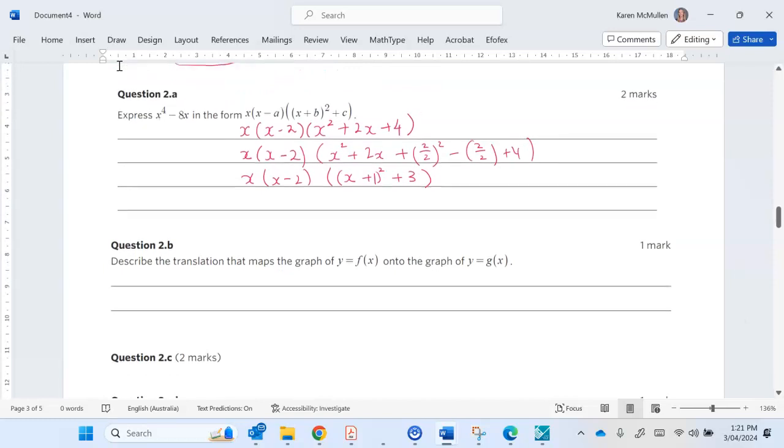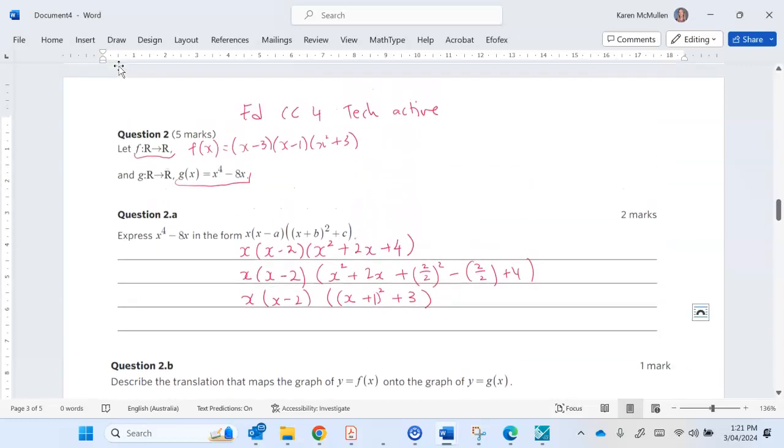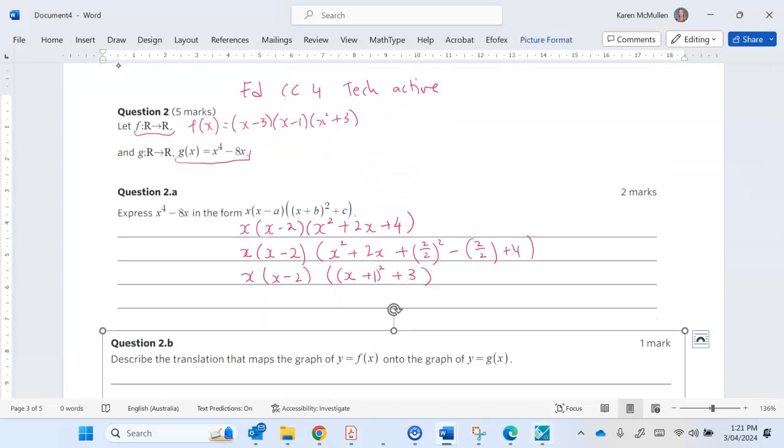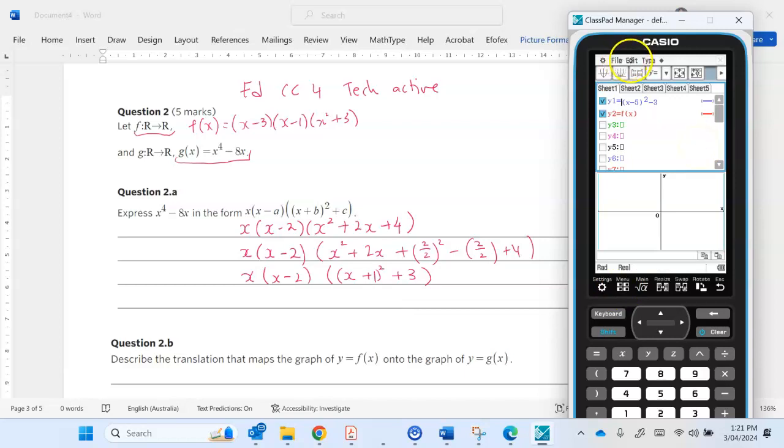Okay, so question 2b, describe the translation that maps the graph of y equals f of x onto the graph of g of x. We've got f of x here, and we've got g of x. So I'm just going to sketch them both, and I'm going to do it in the calculator. Usually I would do it on Desmos, but we do have to get used to doing things on the calculator, because we're not going to have Desmos. Am I all the way down there? Okay. We're not going to have Desmos in our exams, are we?